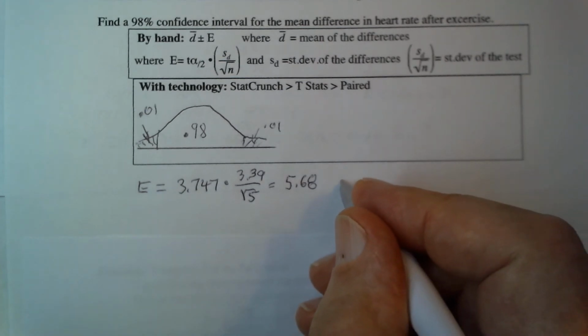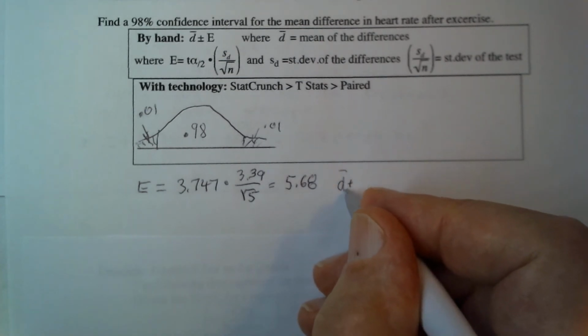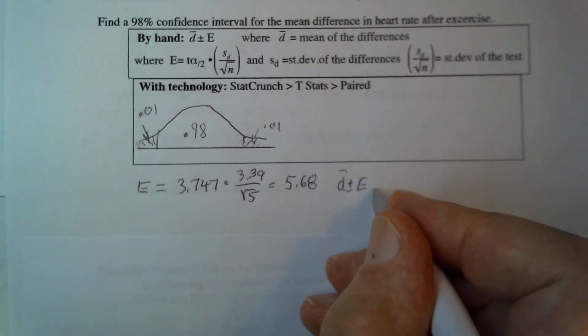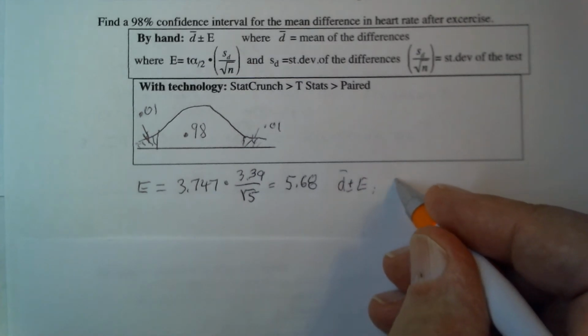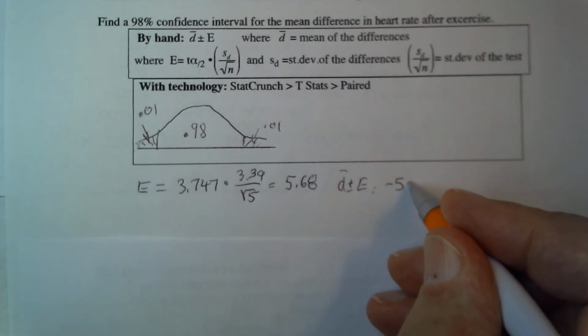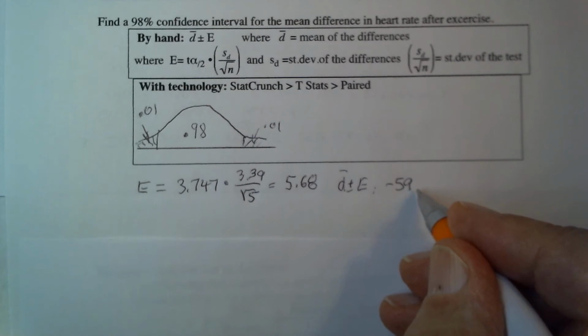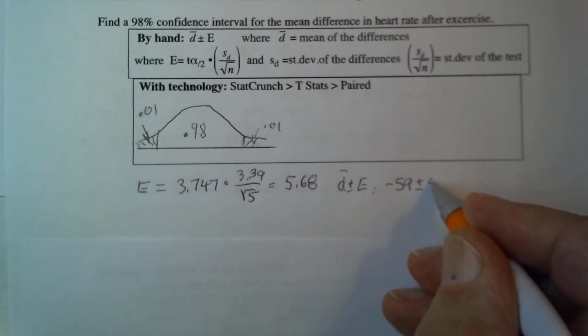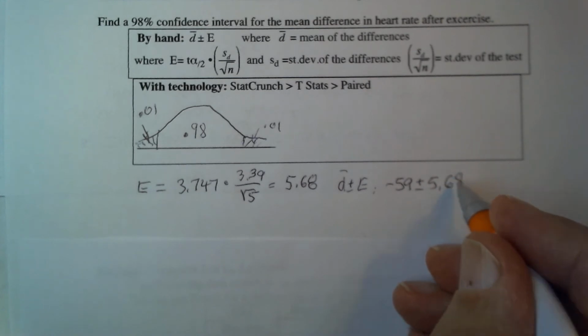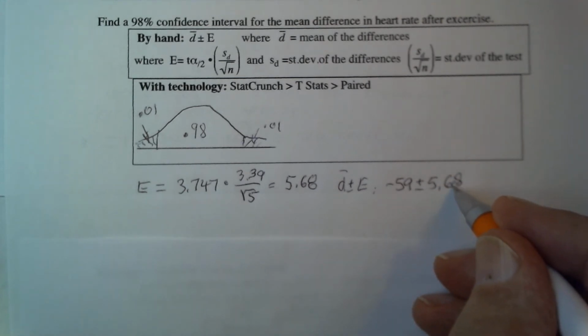So then our d bar plus or minus the margin of error is equal to 59 plus or minus 5.68.